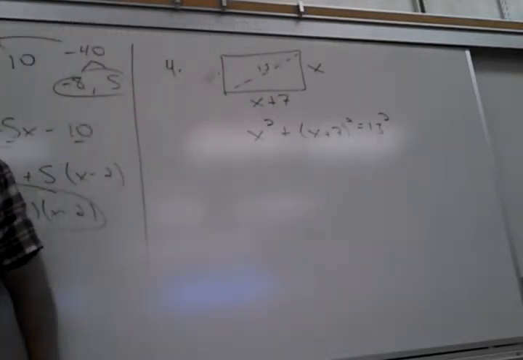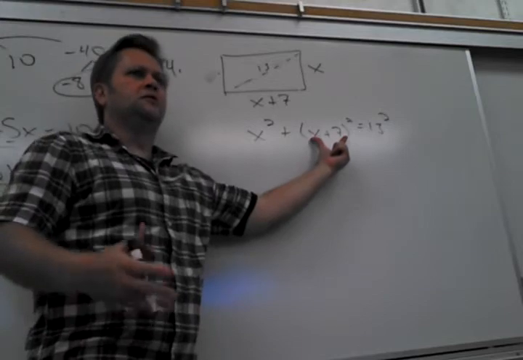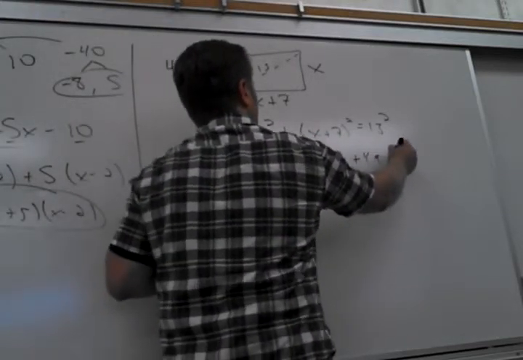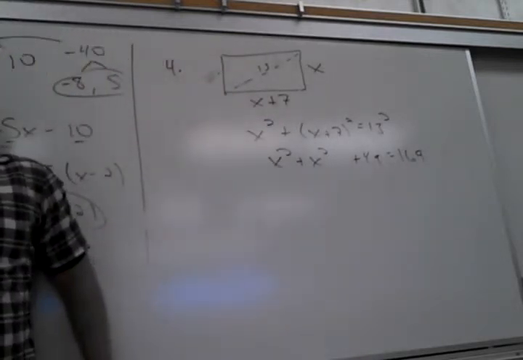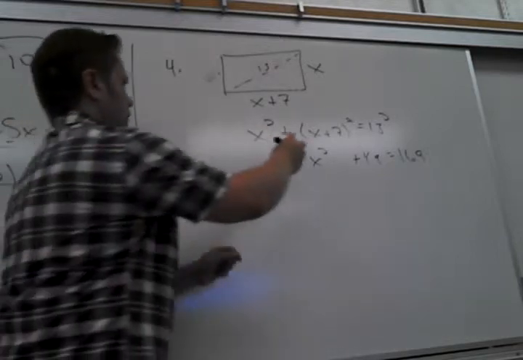Now what happens with this is your brain kind of says, we got enough work to do. We must not have to FOIL this. I get a lot of people telling me that this is just x squared plus 49, which is wrong, right? (x plus 7) squared, you got to FOIL it. So the middle term is 14x.